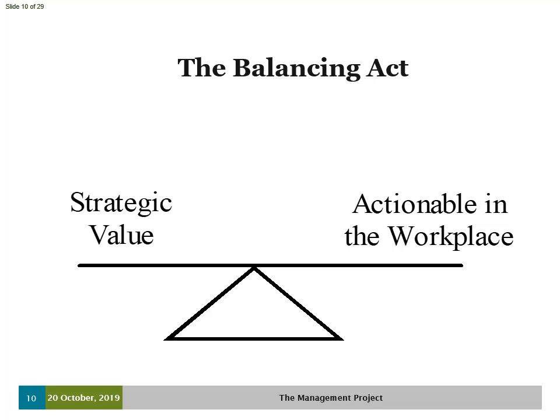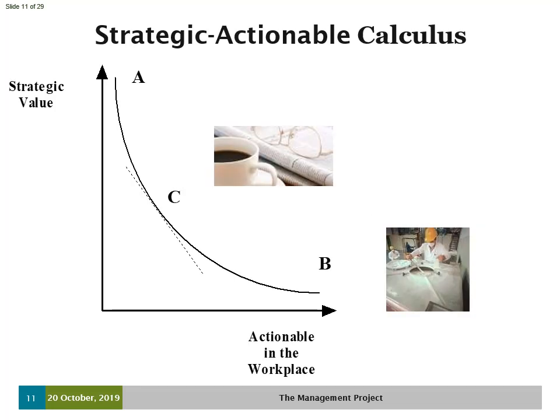So we have strategic value on our seesaw on the left and actionable in the workplace on the right of the seesaw. But actually, it's more of a calculus between strategic value and actionable in the workplace. So at point A, we have something which is of high strategic value, but is not actionable in the workplace, something that's perhaps very far off on the time horizon.